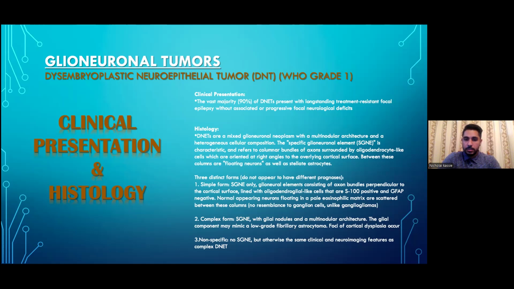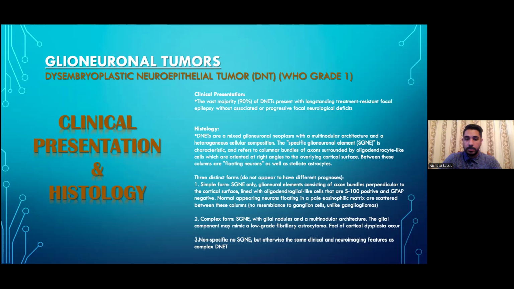Three distinct forms of the SGNE are described. One, the simple form: the glioneuronal elements consist of axon bundles perpendicular to the cortical surface, lined with oligodendroglial-like cells that are S100 positive and GFAP negative. Normal-appearing neurons float in a pale eosinophilic matrix scattered between these columns, with no resemblance to ganglion cells, unlike gangliogliomas.